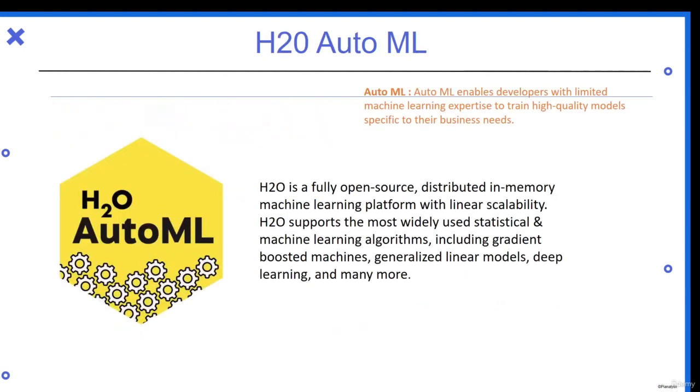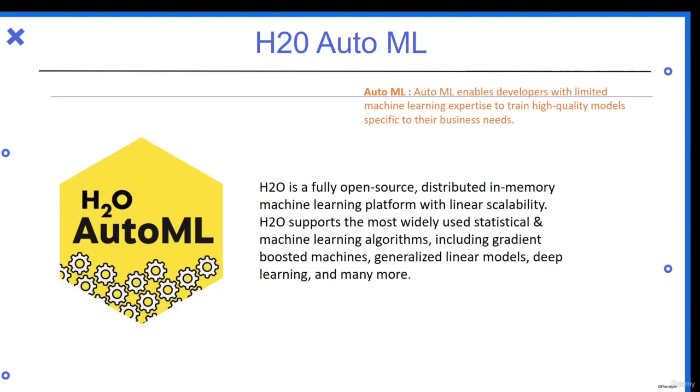So, what is auto machine learning? Auto machine learning enables developers with limited machine learning expertise to train high quality models specific to their business needs. So if I am a person who doesn't have much machine learning knowledge, I don't want to build and validate all those models. What I can do is use auto machine learning. It will do all the work for me.